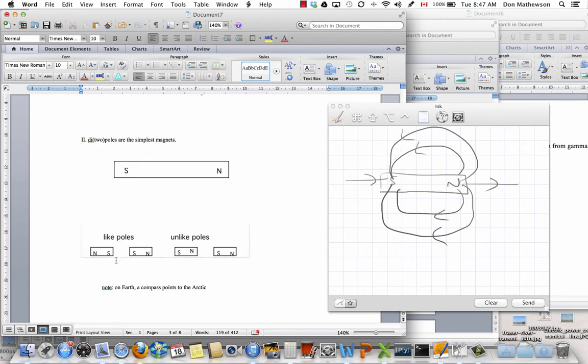Now, like poles will, of course, repel each other, and unlike poles will, of course, attract each other.